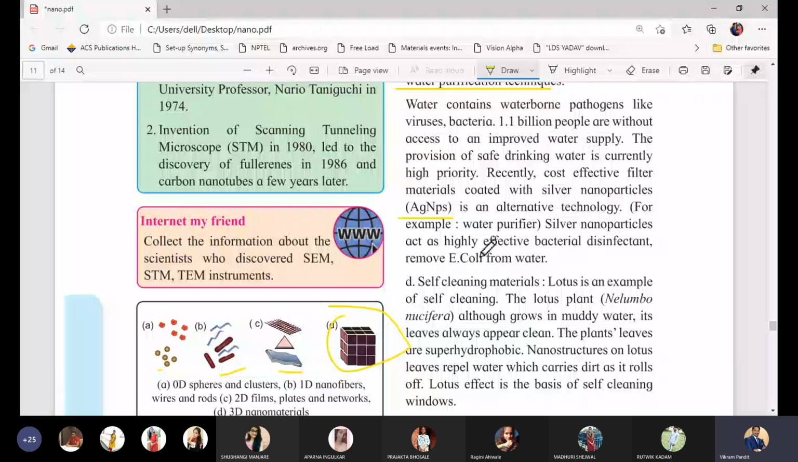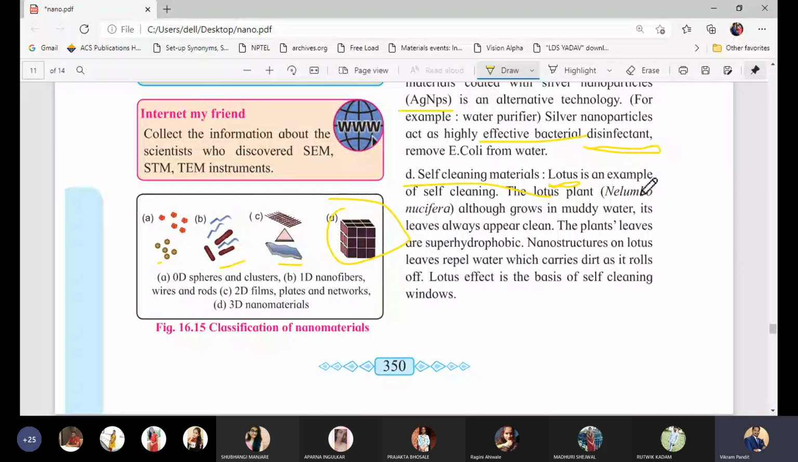For example, lotus. So lotus, if you put water, it will not stay there. So that's why no water means there will be no dust coming on that type of plant or the leaves of a lotus plant.